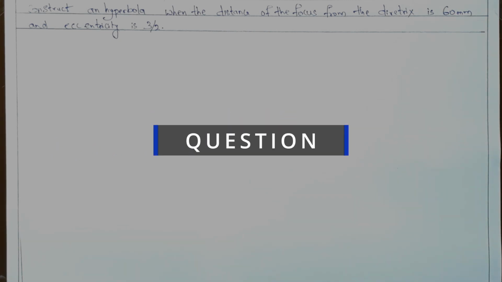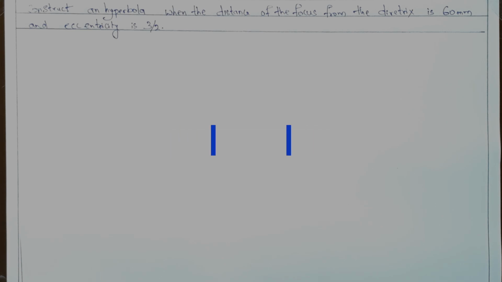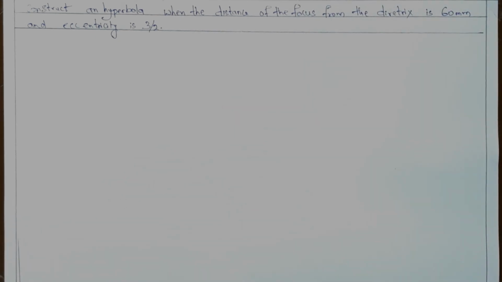Construction of hyperbola by eccentricity method or general method. Let's read out the question. Construct a hyperbola when the distance of the focus from the directrix is 60 mm and the eccentricity is 3 divided by 2. So, here we have to construct the hyperbola by eccentricity method.